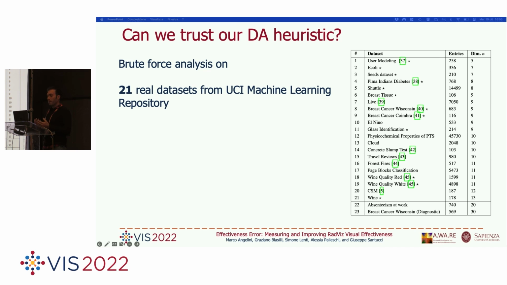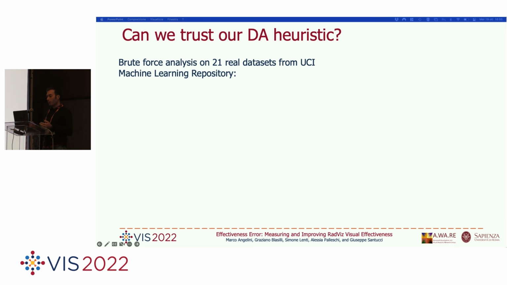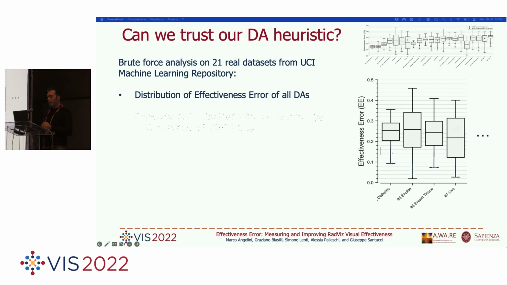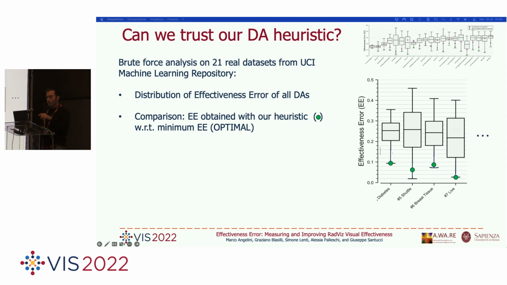To evaluate the performance of our heuristic, we did a brute force analysis on 21 real datasets. First, we computed all the possible dimension arrangements of the datasets, plotting the distribution of the effectiveness error. And then we compared the optimal solution, that is the minimum value of error, with the effectiveness error produced by the heuristic, that is the green point. The heuristic performed very close to the optimal solution for most of the datasets, and on average, it shows a very small difference of 0.55%.